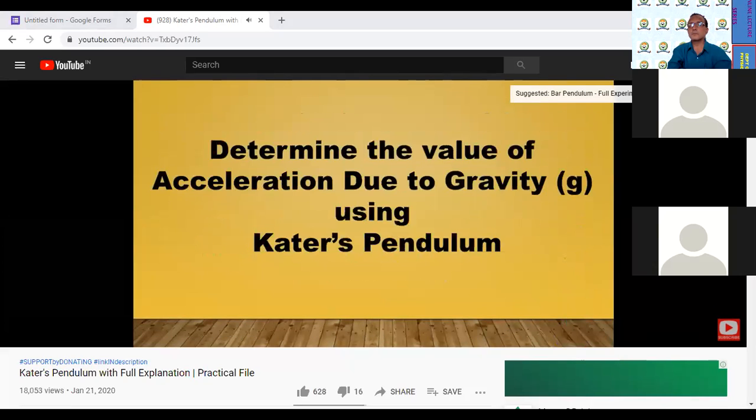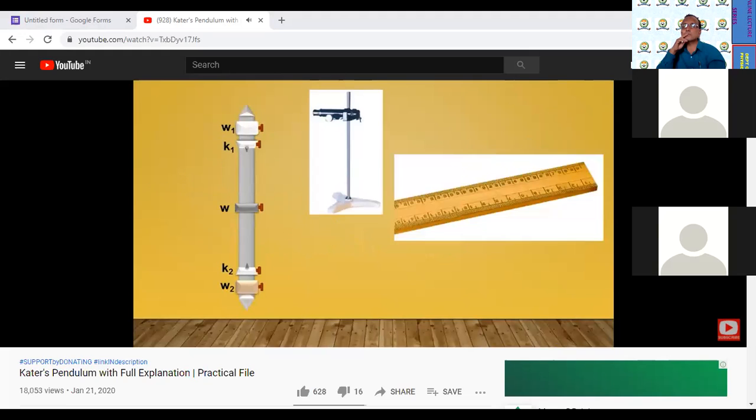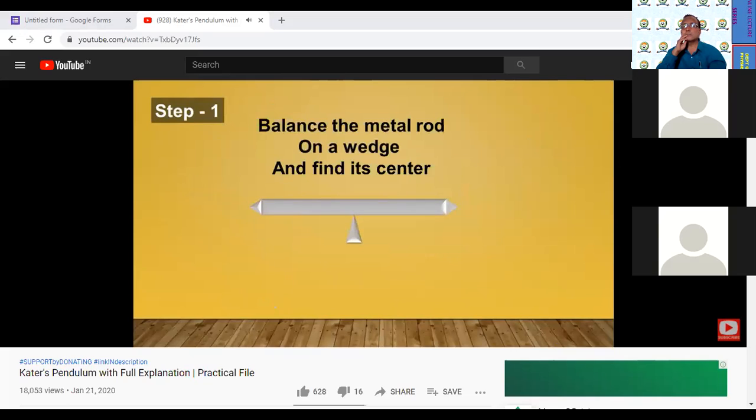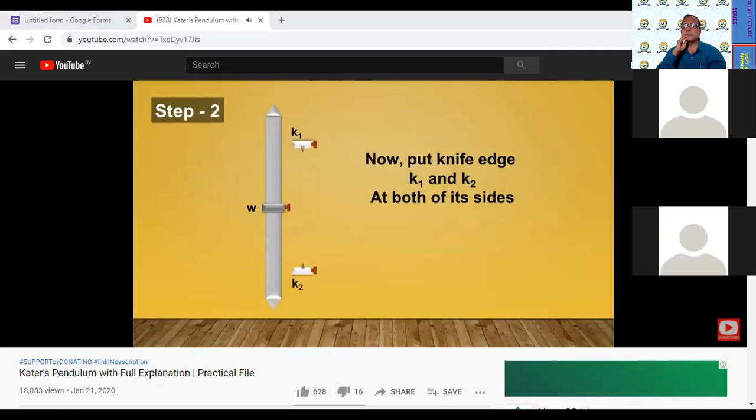For calculating the acceleration due to gravity by Kater's pendulum, we need a Kater's pendulum, a telescope, a meter rod, and a stopwatch. Initially, we will set up the Kater's pendulum for our measurement. In step 1, take the metal rod and balance it on a wedge and find its center point. Now, put a metallic ring W at its center and make it tight. After that, in step 2, you need to put two knife edges K1 and K2 at both of its ends.